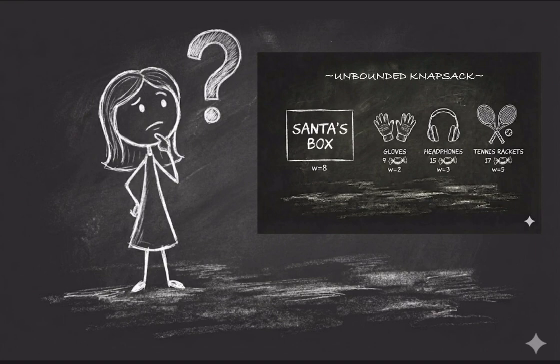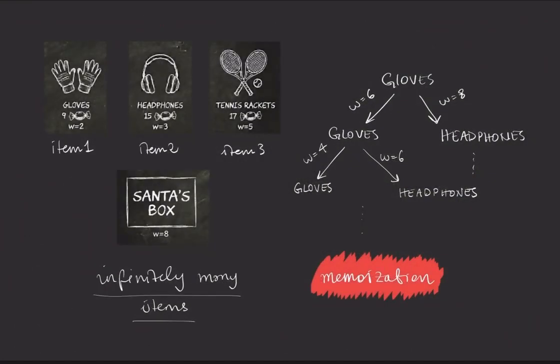So first, let's analyze the problem and then try to find an optimal solution. The first point that we have to keep in mind is that we have infinitely many items in this problem, which is the difference between 0-1 knapsack and unbounded knapsack.